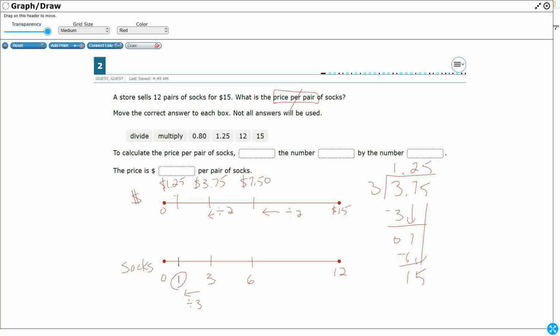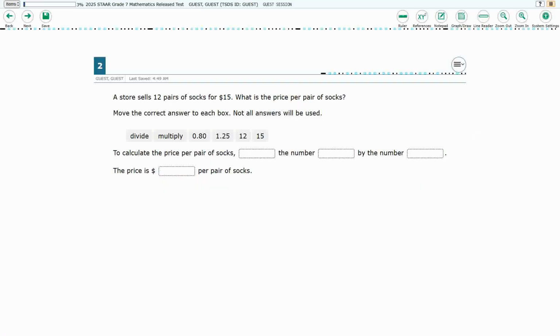What we could have done is we could have taken our $15 and divided it by our 12. If you divide your 12 into your 15, you're going to get 1.25. That's the fast way to do it. Divide up. Take your socks divided into your money. So what we did is we divided the number 15 by 12 to get us our unit rate of $1.25. And that's our answer.